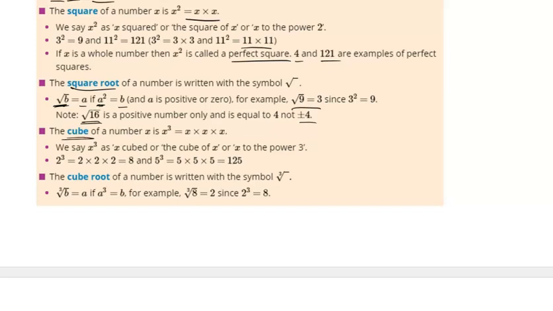And then if we go a step further, the cube of a number is x to the power of 3, or x cubed, or the cube of x, and that's the number times itself, so that's the second time, times itself, that's the third time. So 2 to the power of 3, or 2 cubed, gives us 8, because we don't multiply by 3, we multiply 2 times 2 times 2. So there's three 2s. There's three 5s here, all multiplied to make 125.